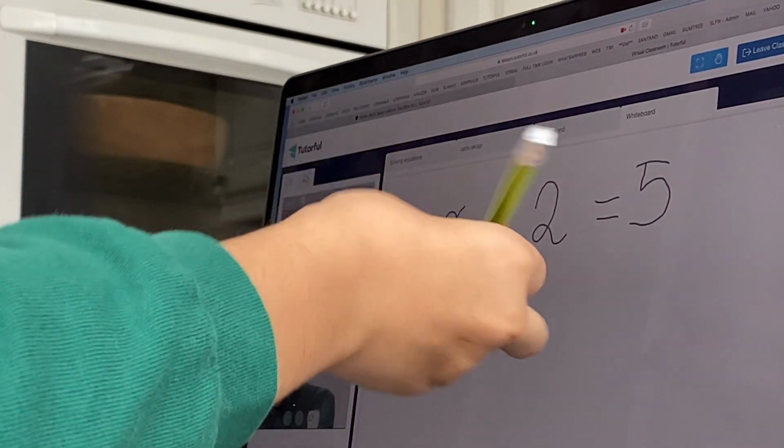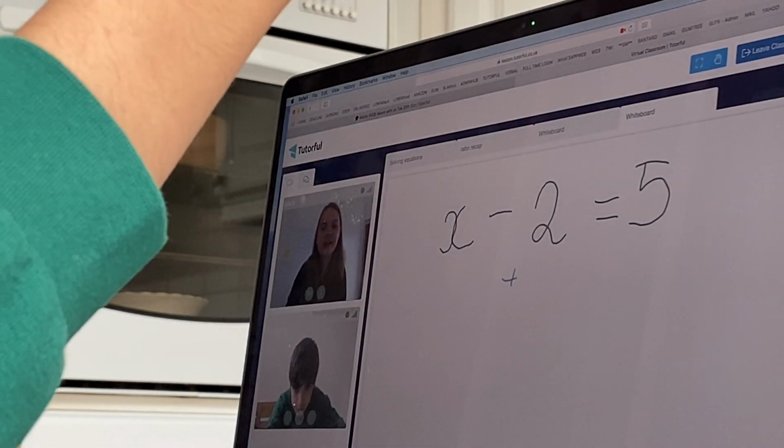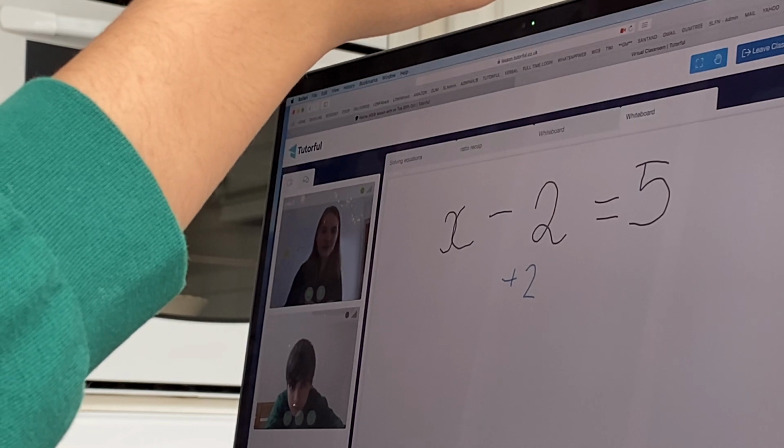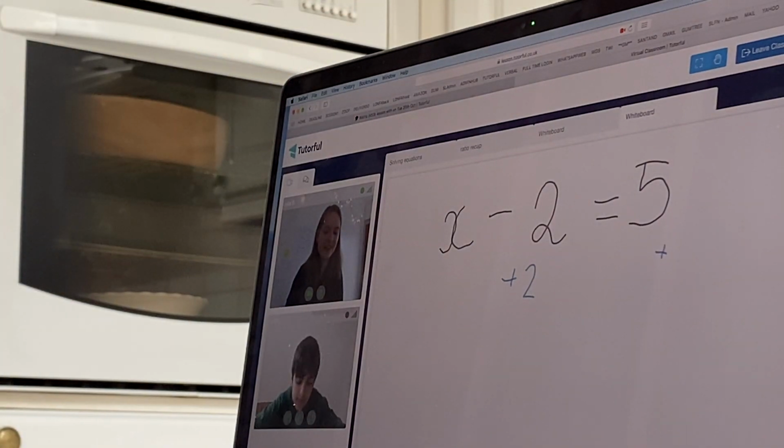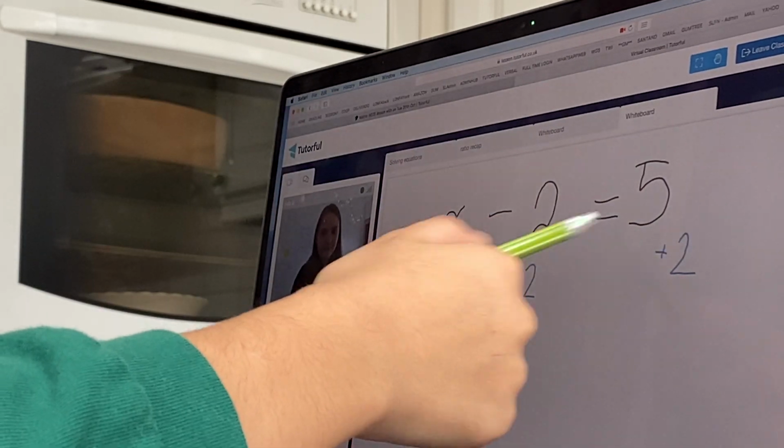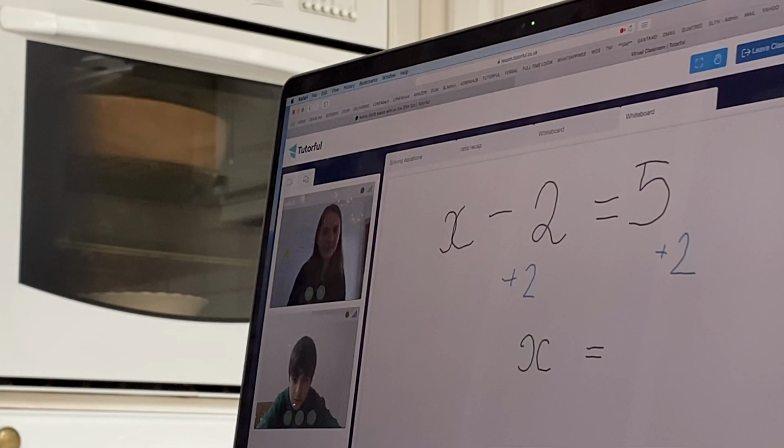So we need to add 2. If we do it on one side of our equal sign, we need to make sure we do it on both sides of the equal sign. So 7, 4, and 7. So 7 is correct. So the 5 plus 2 is 7.